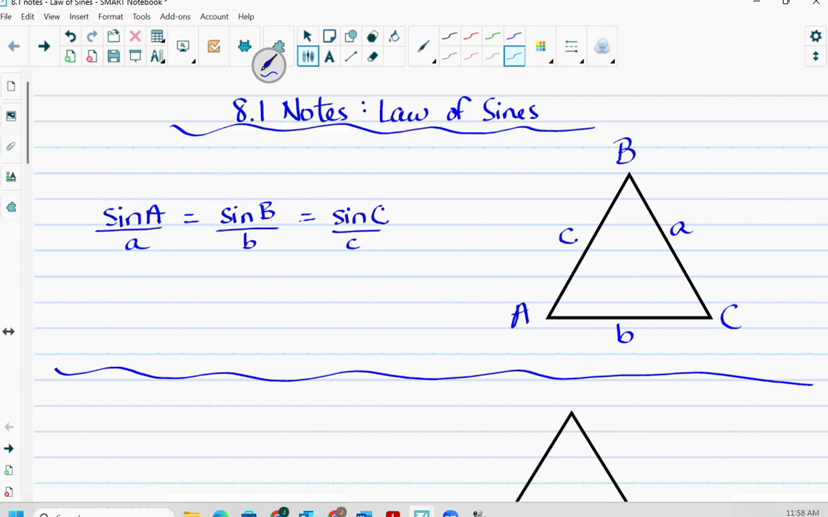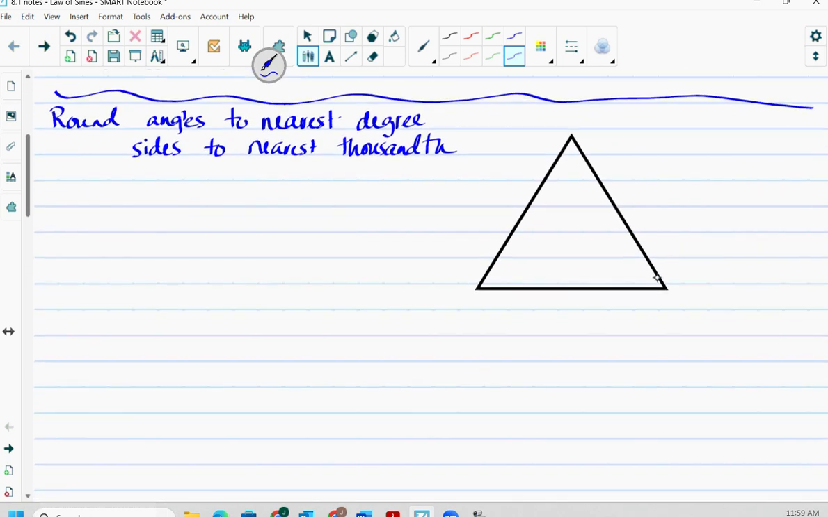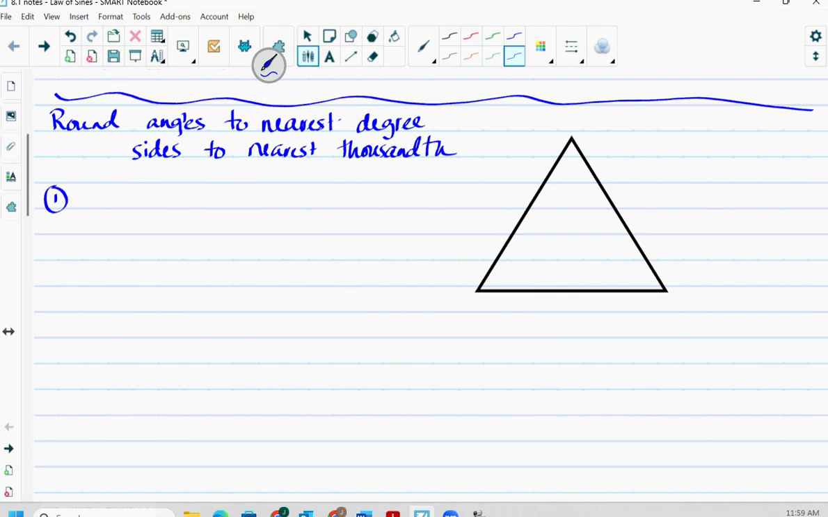So let's try one. We are going to round angles to the nearest degree and sides to the nearest thousandth. How many places is that after the decimal, guys? 3, yes. All right, so let's say you are given that angle A is 75 degrees.